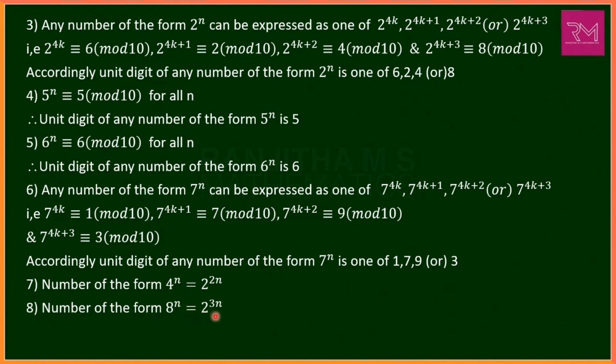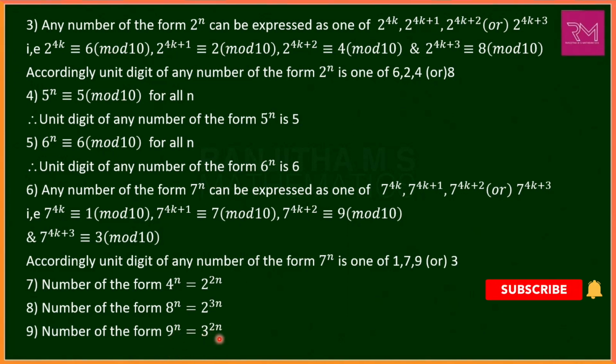So, 8 power n we can express as 2 power 3n, which is the same as 2 power n itself. So we have to express 8 power n in the form of 2 power n. In a similar way, any number of the form 9 power n: 9 is nothing but 3 square, so 9 power n is nothing but 3 power 2n. So, any number of the form 9 power n can be expressed as 3 power n.